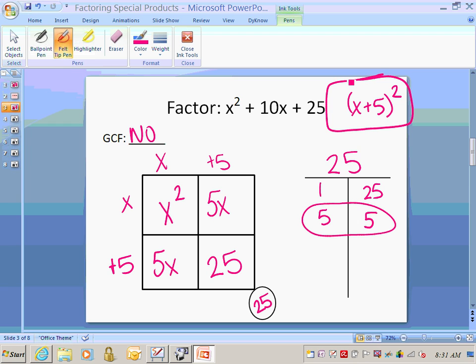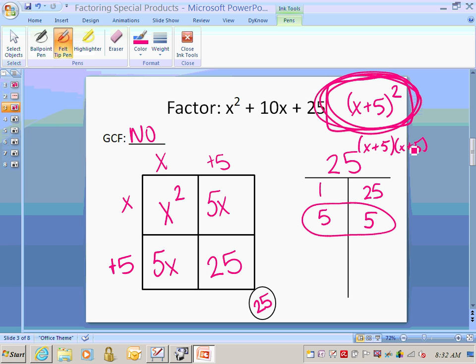No, because there's no GCF, right? The only reason you would put a 2 in front is if 2 is the GCF. That just means there's 2 of them. You're multiplying x plus 5 times x plus 5. This is actually x plus 5 times x plus 5, but we write it like this. You'll want to write it like that. Okay? But they're the same thing.